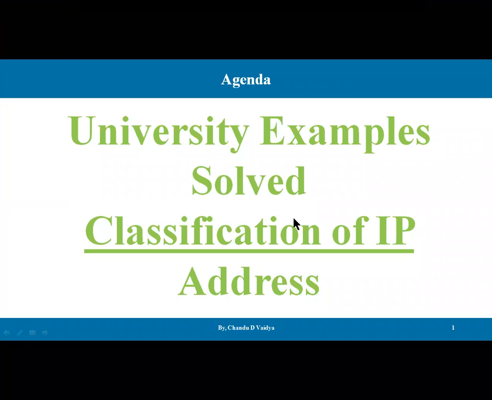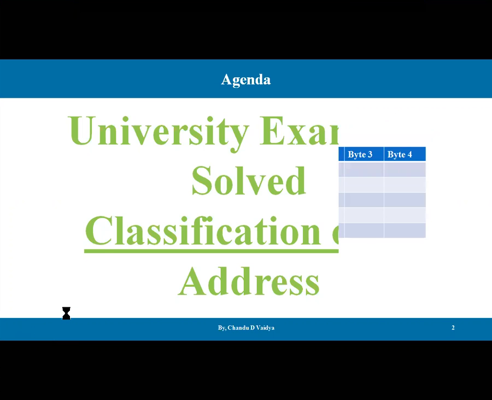Welcome, guys. Today we are going to solve numericals which have been asked in Nagpur University related to the IP address. So, how to classify the IP address, and which class does an IP address belong to? That is what is asked in our exam. So, let's start with the questions, guys.